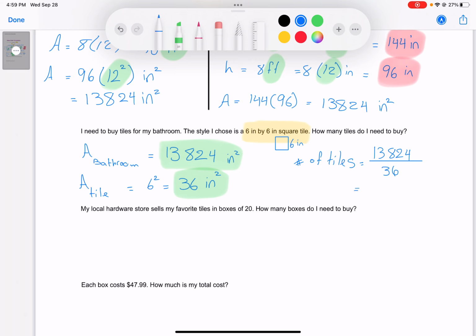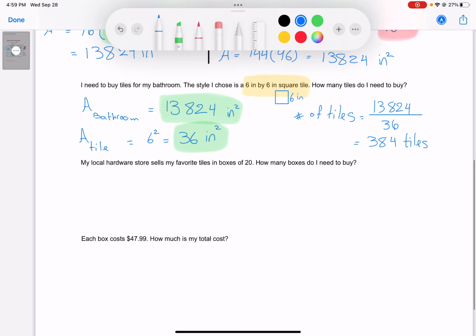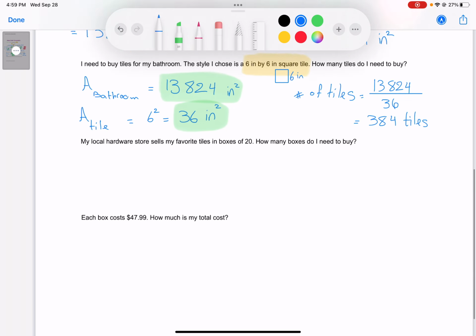And remember, because these are tiles, we always round to the nearest whole number, because Home Depot and Lowe's are not willing to sell us half of a tile. This is why for these problems we round to a whole number. Now, my local hardware store sells my tiles in boxes of 20. How many boxes do I need?